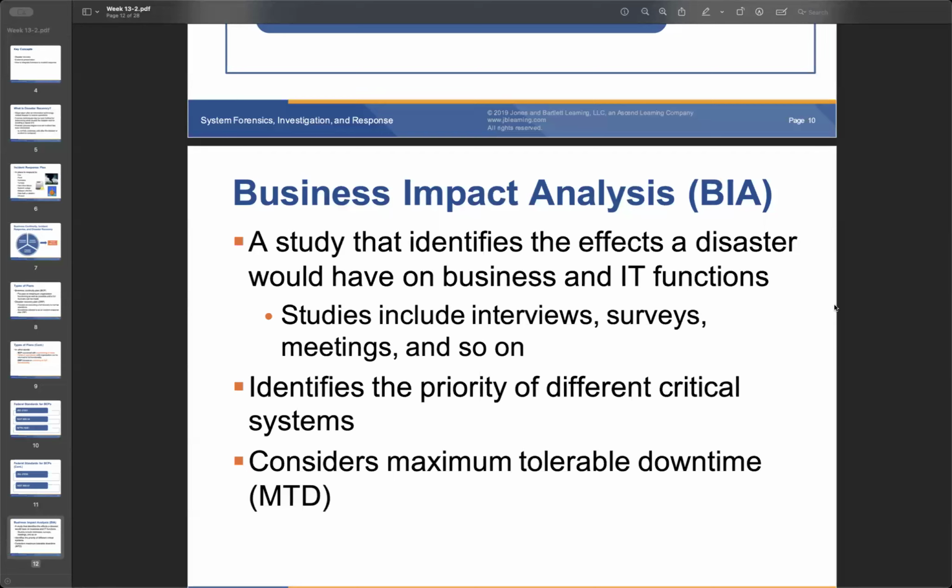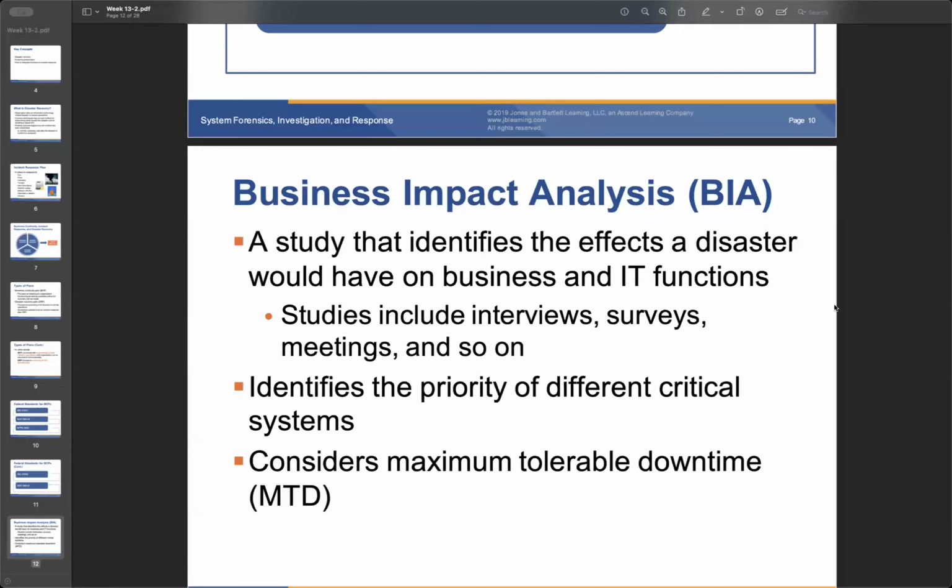When we talk about the plan, we need to do an analysis of which one is better. So we have the business impact analysis, the BIA. This study tries to identify the effects of a disaster on business or IT functions. We need to study by doing interviews, surveys, and meetings, and then we can identify the priority of different critical systems.